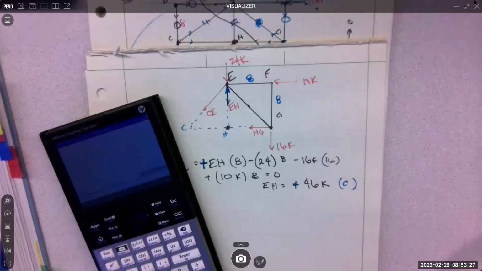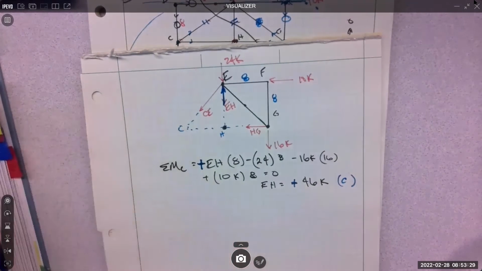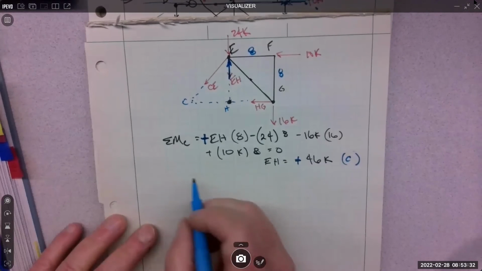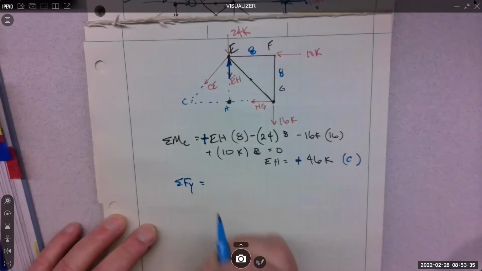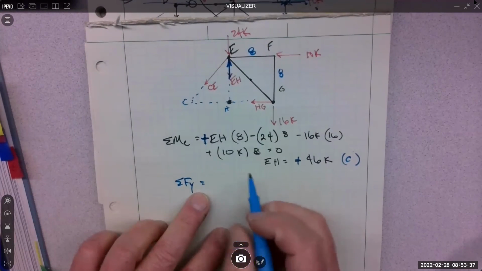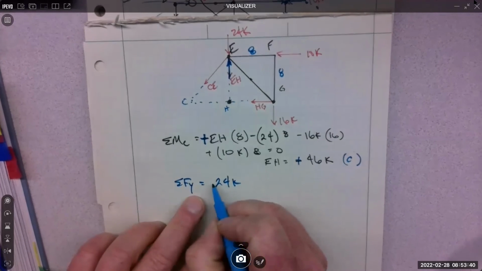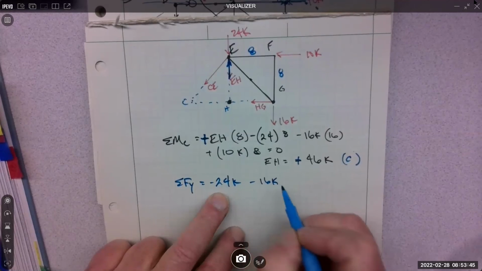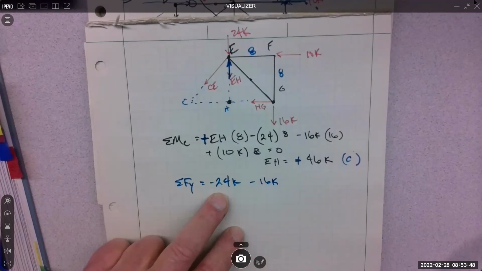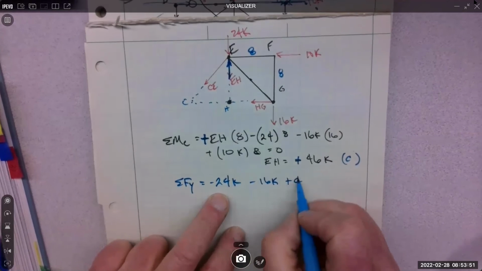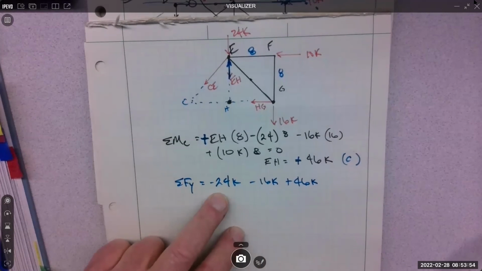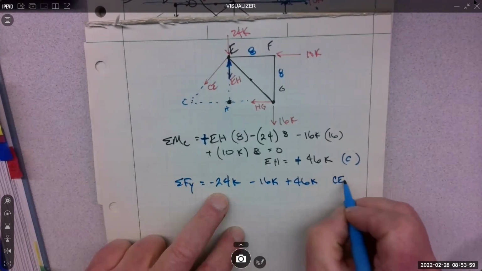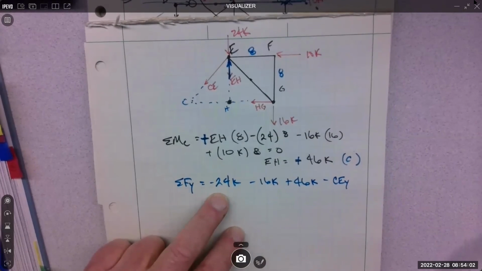How should we do it? Absolutely. Sum forces in the Y. And we just start totaling them. 24K down. 16K down. EH up. And I'm actually going to write it in as CEY, and I have it going down. That's the Y component of CE.